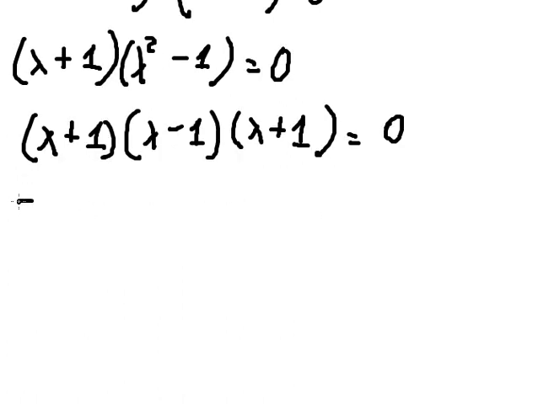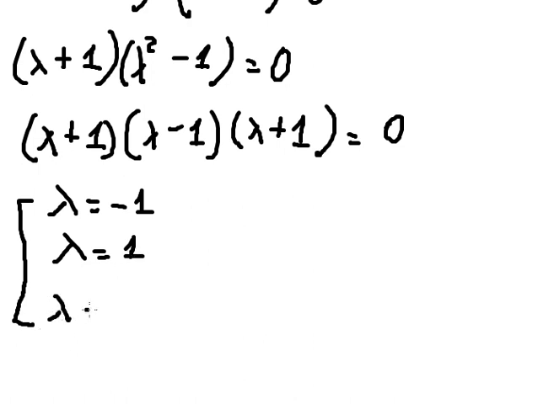So for this one, we have 3 solutions. Lambda equals negative 1, lambda equals positive 1, and lambda equals negative 1. So we put this equal to 0, and you get this. So we can see that we have 2 same solutions, which is negative 1.